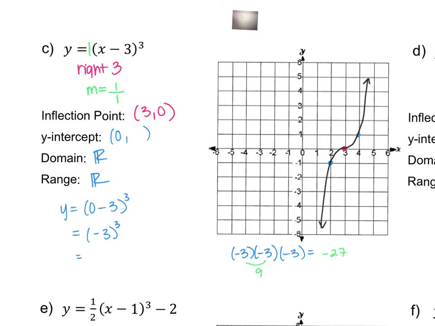Actually, I think I've done this problem before in the bell work or the warm-up problem. Sounds a little bit familiar. So it looks like our y-intercept would be at negative 27, which would have been very far down the y-axis. So definitely didn't see that one coming.